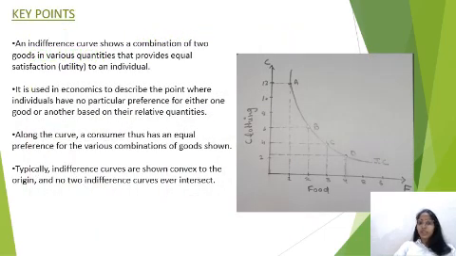The next one is the key points. The key point is that an indifference curve shows a combination of two goods in various quantities that provides equal satisfaction to the consumer. This is the definition which I gave you first. It is used in economics to describe the point where individuals have no particular preference for either good, based on the relative quantity. So here you can see the curve which I showed you in the first slide when I explained the indifference curve. So you can see here.